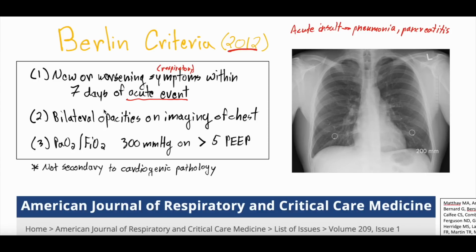It affects both lungs. Now, there is some heterogeneity, right? It does not affect all the areas of the lungs the same, but it does affect both lungs. So you need bilateral opacities on imaging of the chest. This is most commonly a chest x-ray. Sometimes it's a CT of the chest. And in the new diagnostic criteria, they actually had ultrasound, which we'll talk about.